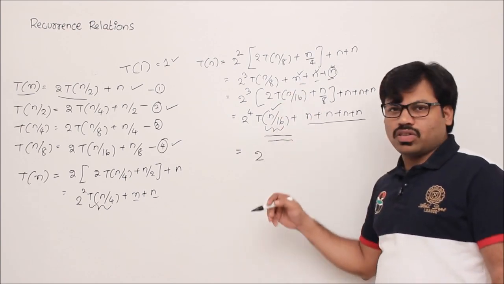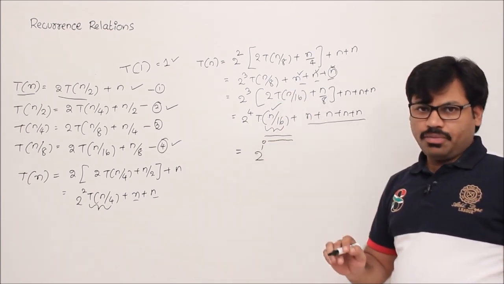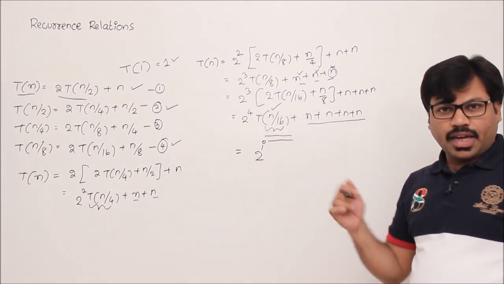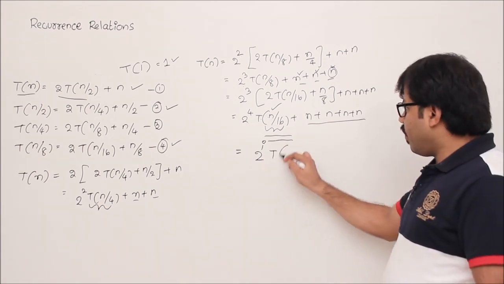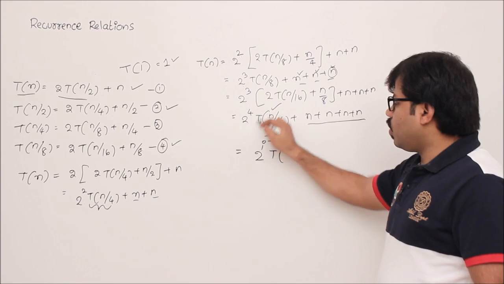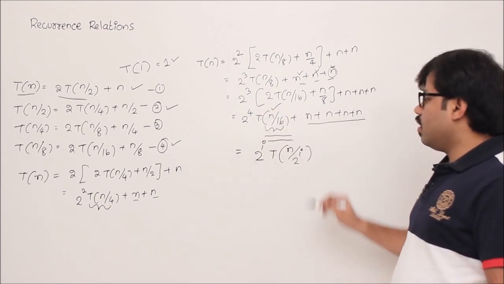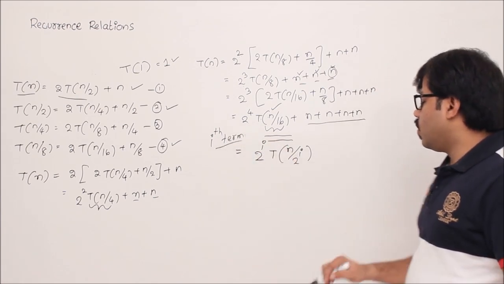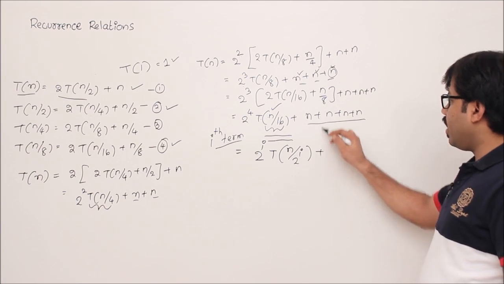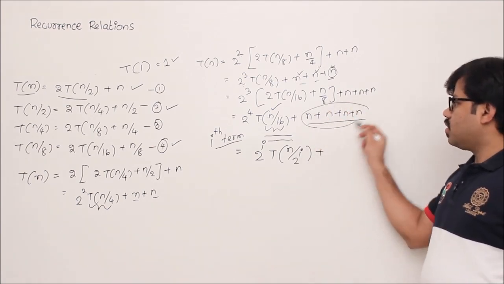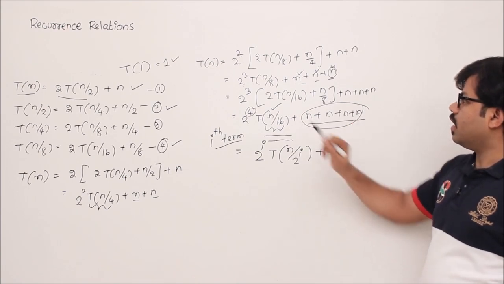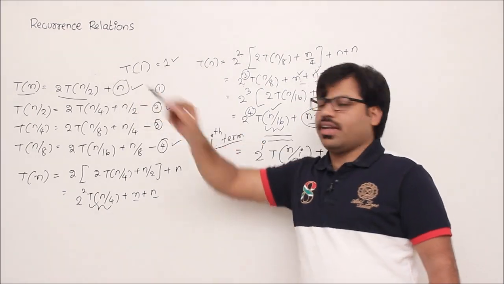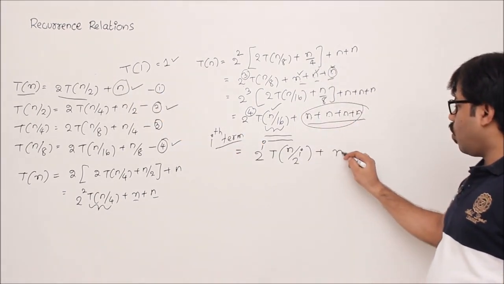That means if I continue this process, I get T 2 power i. Observe, 2 square, 2 cube, 2 power 4. So after some time, 2 power i, you will get T of n by 2 power i. So this is called the ith term. After i iterations I can say 2 power i into T of n by 2 power i plus how many n's you will get? After 4 times you are getting 4 n's. After 3 times you are getting 3 n's. After 1 time you are getting only 1 n. So after i times you get how many n's?